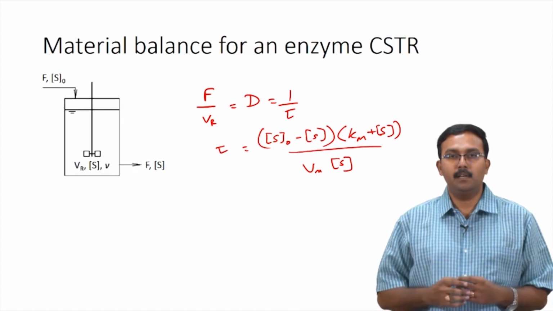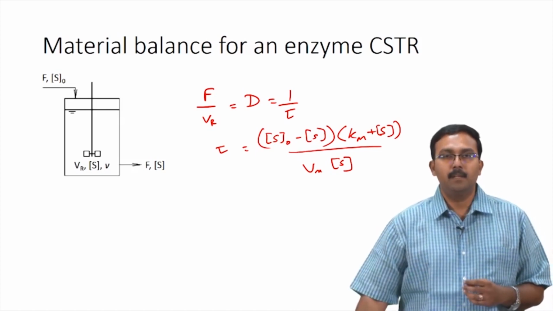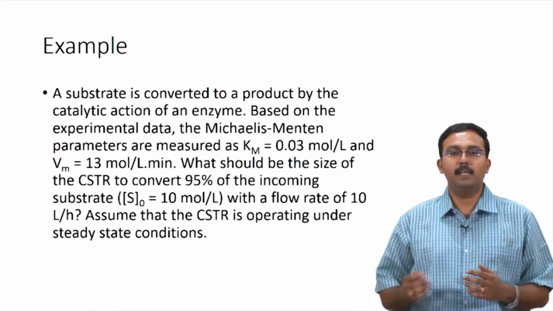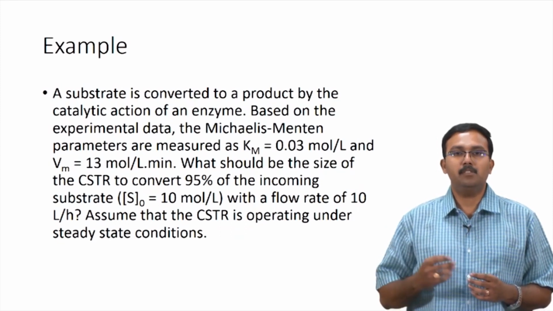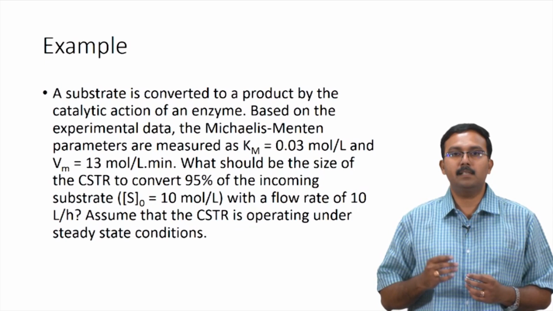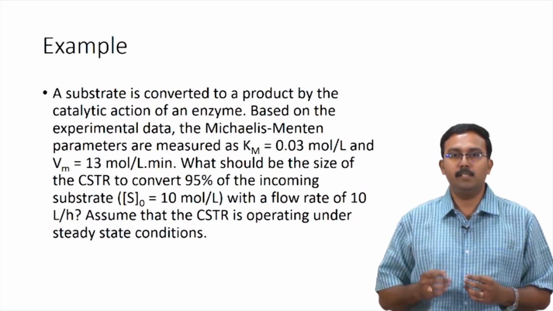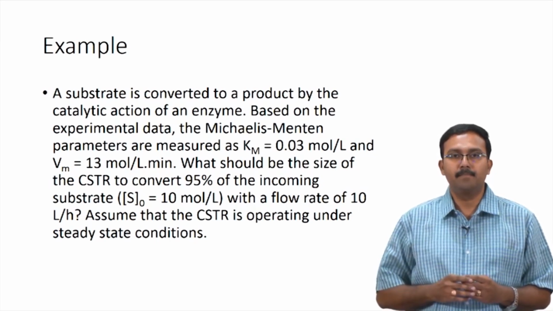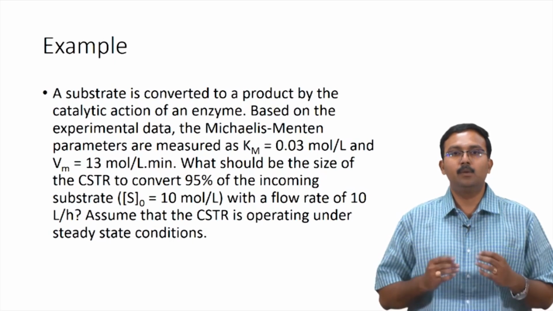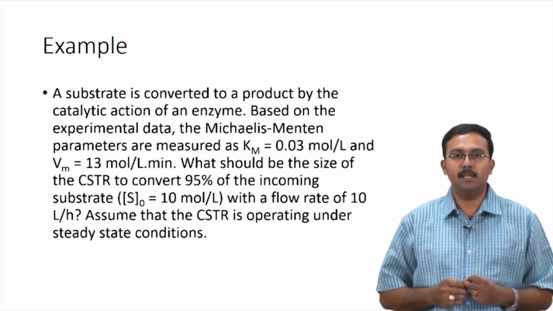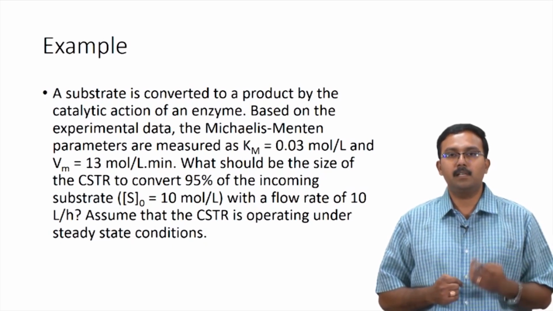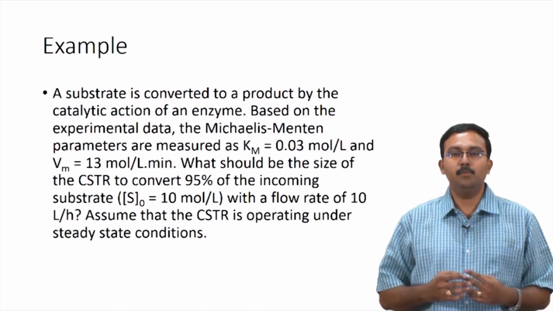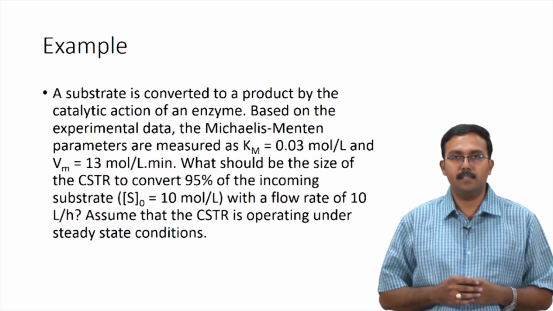Now, let us test our understanding using an example problem. So, here is the example problem. A substrate is converted to a product by the catalytic action of an enzyme. Based on the experimental data, the Michaelis-Menten parameters are measured as Km equals 0.03 moles per liter and Vm equals 13 moles per liter minute. What should be the size of the CSTR to convert 95% of the incoming substrate? So, let us assume the inlet substrate concentration is 10 moles per liter with a flow rate of 10 liters per hour. Assume that the CSTR is operating under steady state conditions.